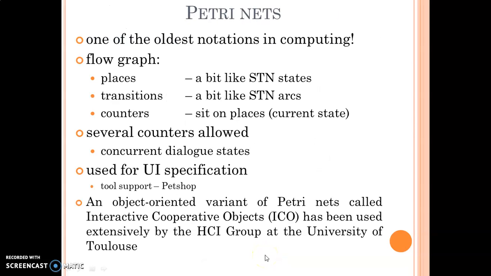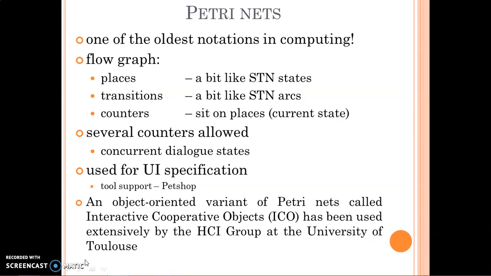Now the next set of diagrammatic notations are Petri nets, which are one of the oldest notations in computing. It is a graphical formalization of design reasoning about concurrent activities. In recent years, it has been used by several researchers to specify aspects of single user and multi-user systems. So it can be used for multi-user or single user systems.